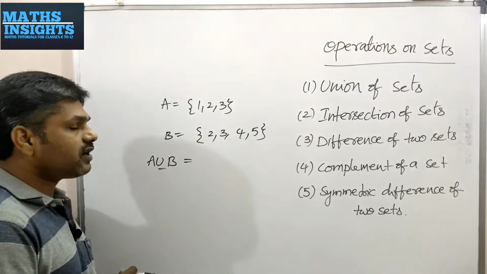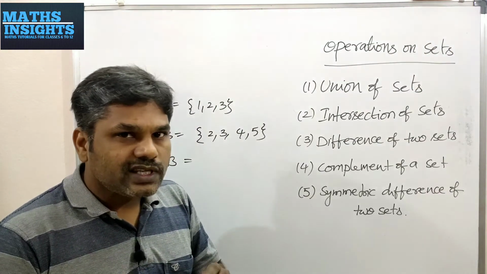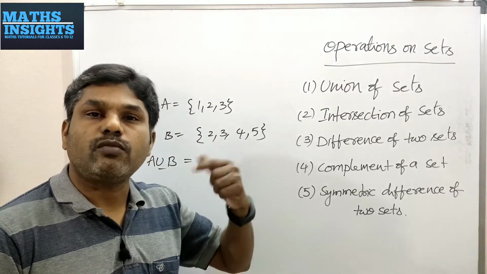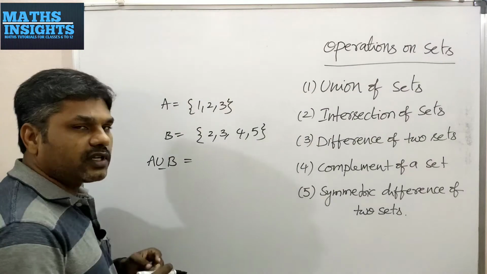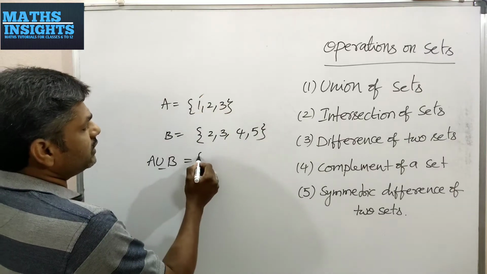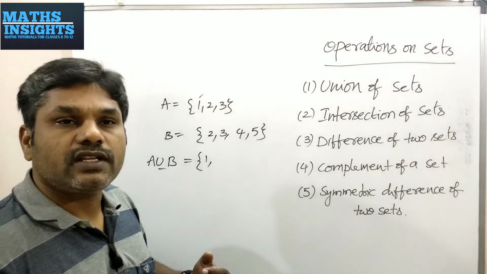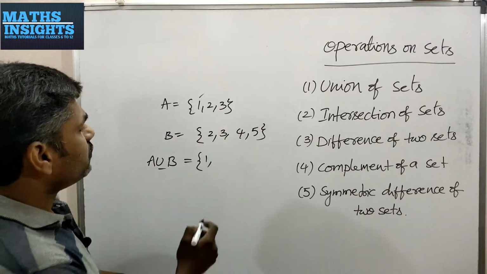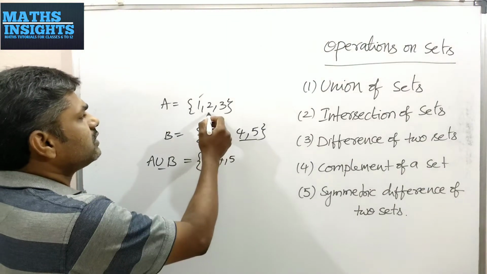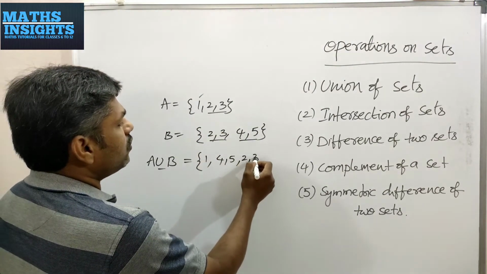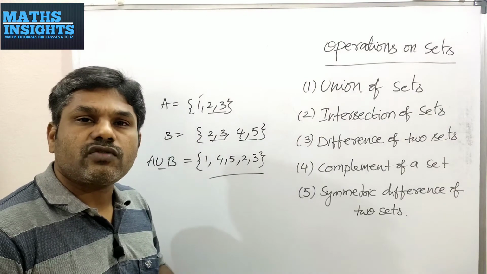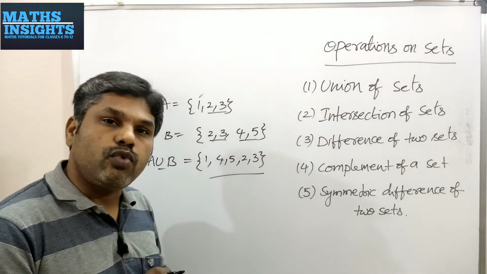That is equal to, as per definition, the set which contains either the elements of A or B or both. Now if you see, I am taking the elements of A only. That means you have 1, which is the element only in A. And this 4, 5 are only in B. And after that, if you observe, these 2, 3 are in both A and B. So I am writing a set with elements of either A or B or both.